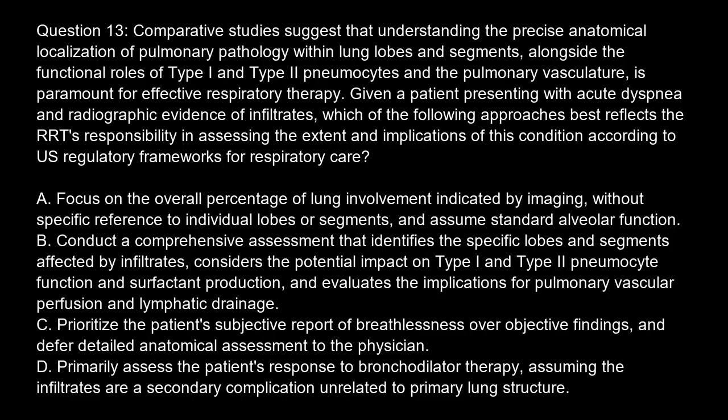Option A. Focus on the overall percentage of lung involvement indicated by imaging, without specific reference to individual lobes or segments, and assume standard alveolar function. Option B. Conduct a comprehensive assessment that identifies the specific lobes and segments affected by infiltrates, considers the potential impact on type I and type II pneumocyte function and surfactant production, and evaluates the implications for pulmonary vascular perfusion and lymphatic drainage.